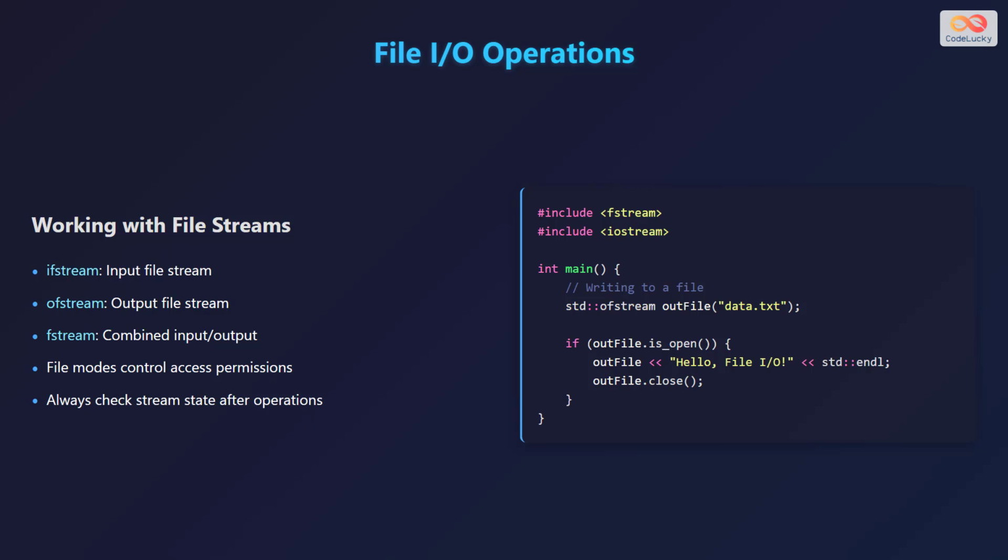Here is an example. We include the fstream and iostream libraries. We create an ofstream object named outFile to write to the file named data.txt. We check if the file is successfully opened using the is_open method. If the file is open, the program writes a string to the file and then closes the file using the close method.